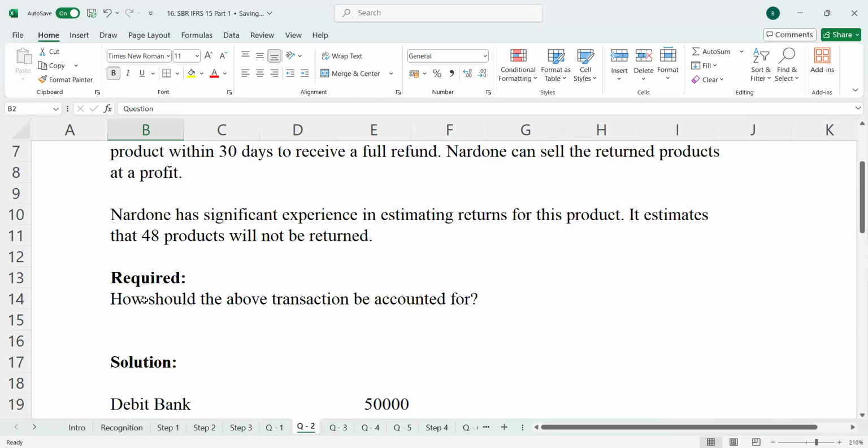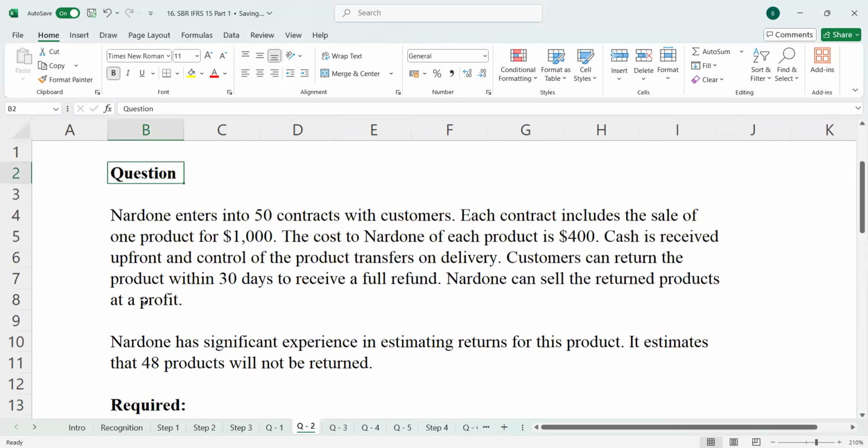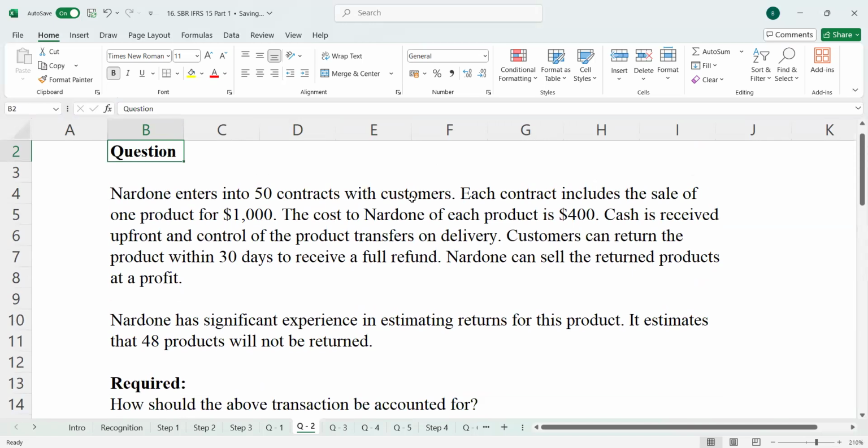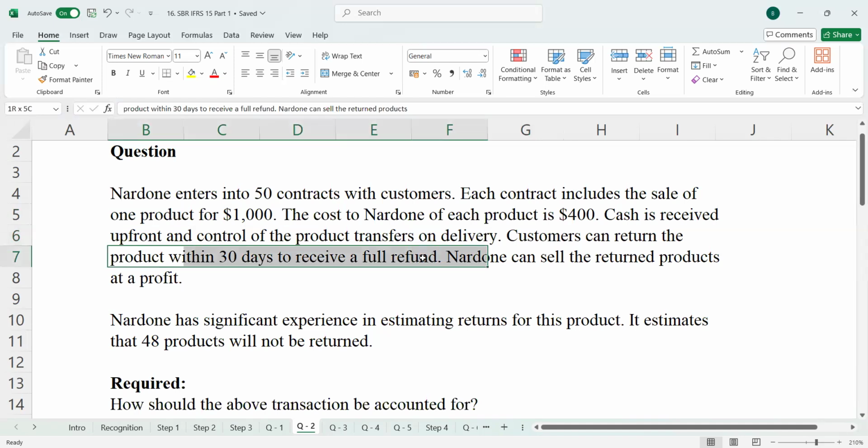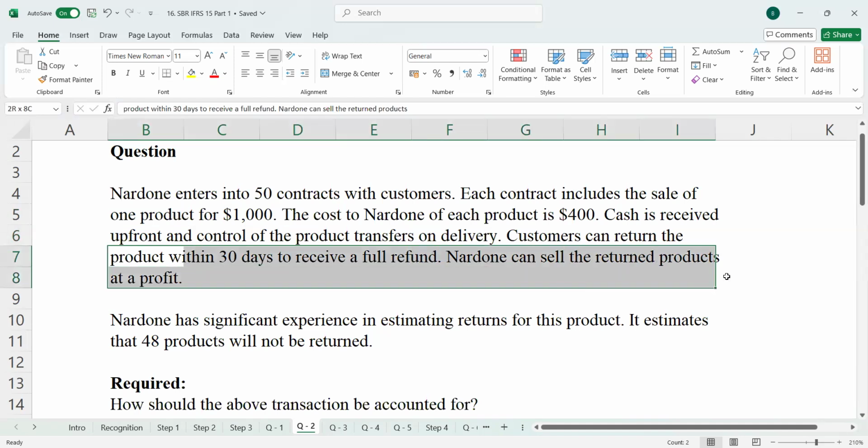How should the above transaction be accounted for? Now Nardon enters into 50 contracts with customers. Each contract includes the sale of one product for $1,000. The cost to Nardon of each product is $400. Cash is received upfront and control of the product transfers on delivery. Customers can return the product within 30 days to receive a full refund. Nardon can sell the returned products at a profit.